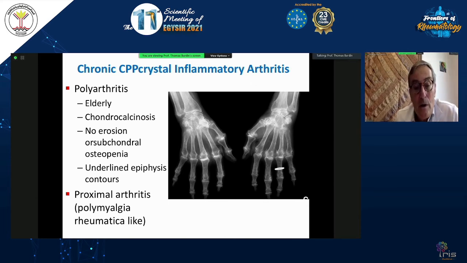We also know that proximal involvement can mimic polymyalgia rheumatica, and there have been a number of papers about that. When you see polymyalgia rheumatica, which tends to relapse when you lower the steroids, you should look for chondrocalcinosis. Now, with the use of PET scan, the definite diagnosis of polymyalgia rheumatica is much easier.